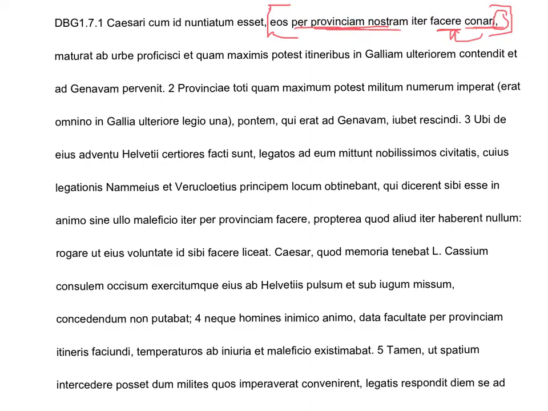So there's your cum clause. When it was announced to Caesar that they were trying to do this, what happened? Oh, maturat, here's your verb. And we can assume the subject of maturat is Caesar. He hastened. Now, the thing about maturat is that it usually has an infinitive that goes with it. You usually hasten or hurry to do something.